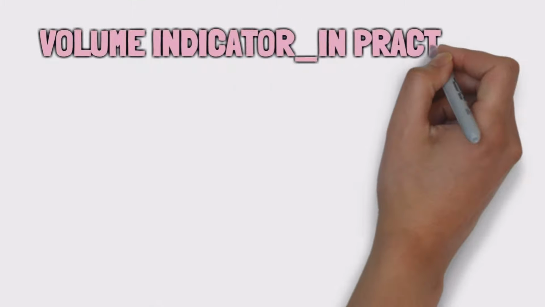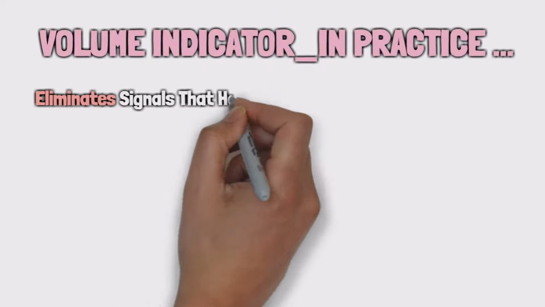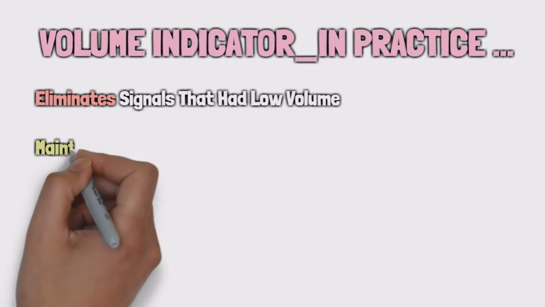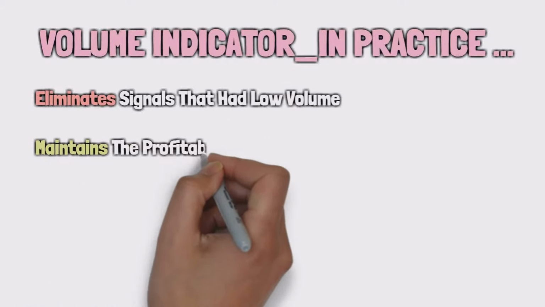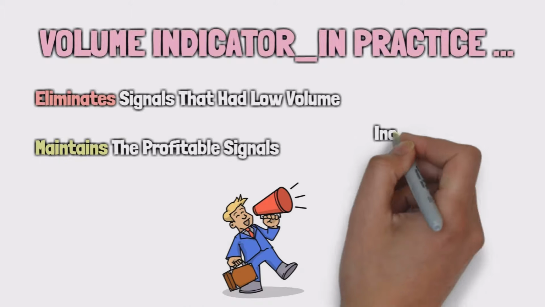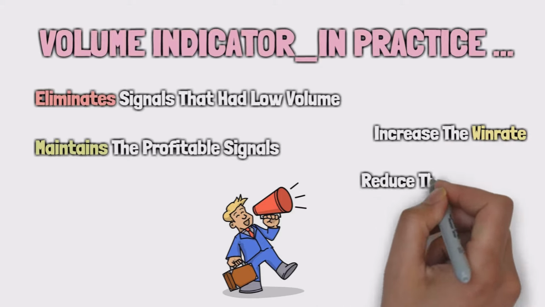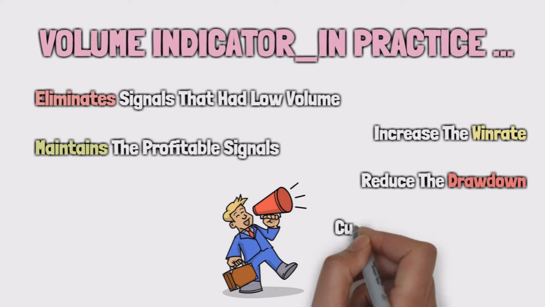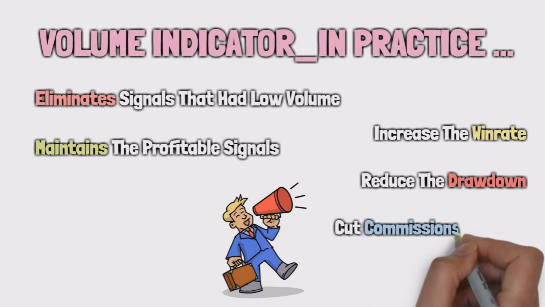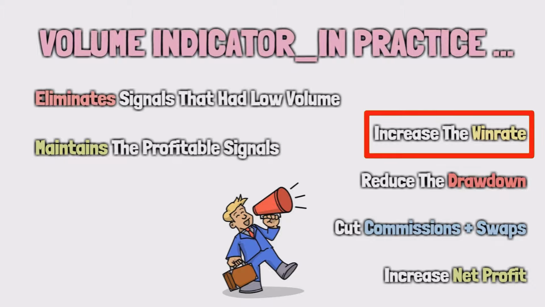So, in practice, a volume indicator should eliminate the largest number of signals given by the confirmation indicator that had no sufficient volume, while maintaining the profitable entry signals. In this way, we will increase the win rate of our strategy, we will reduce the drawdown, we will cut some of the commissions and swaps that we would pay to our broker, and who knows if we will not be able to increase the strategy's final net profit. But keep in mind that the main objective will be to increase the win rate of the strategy.